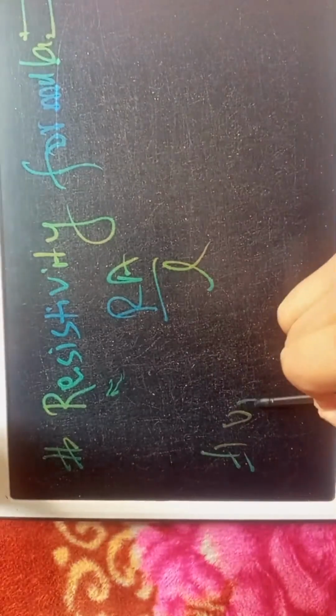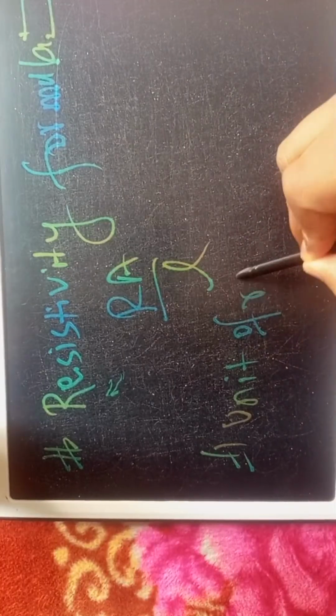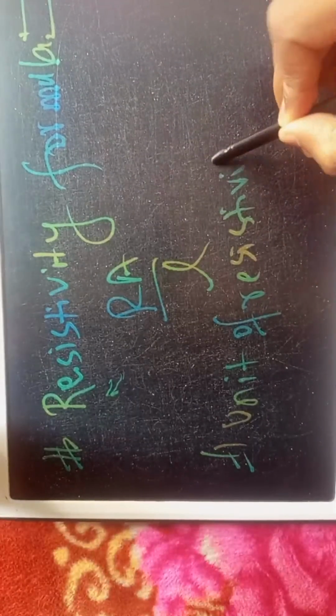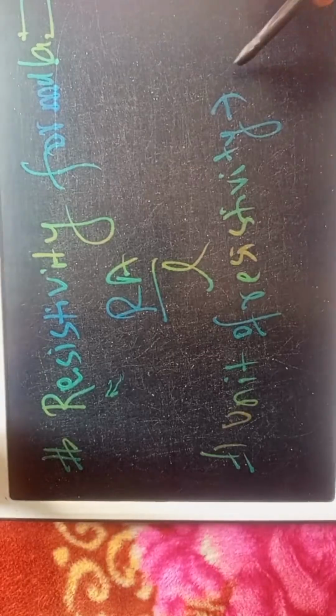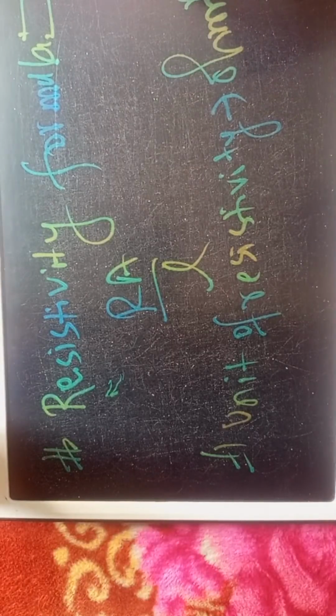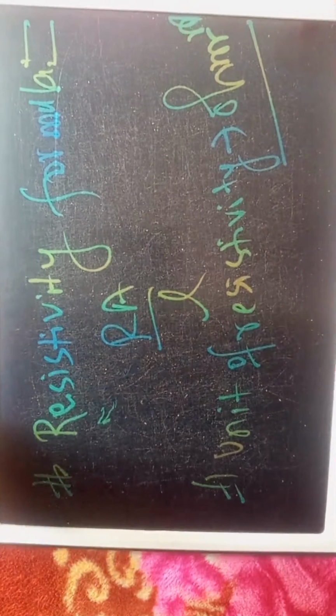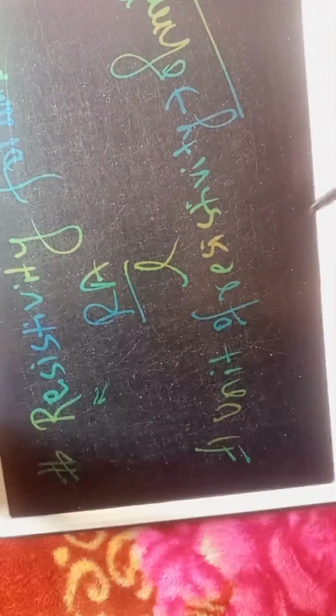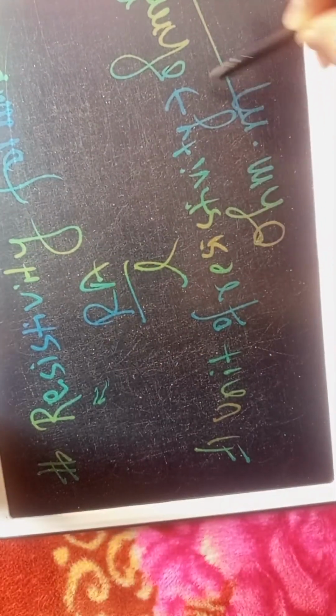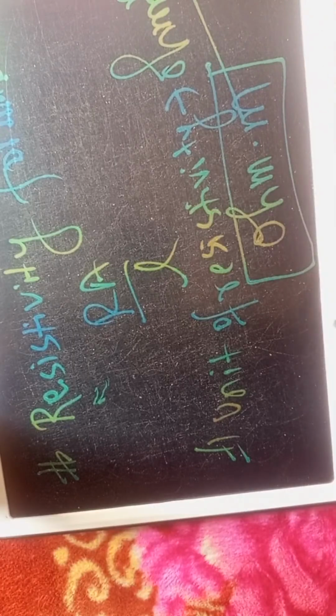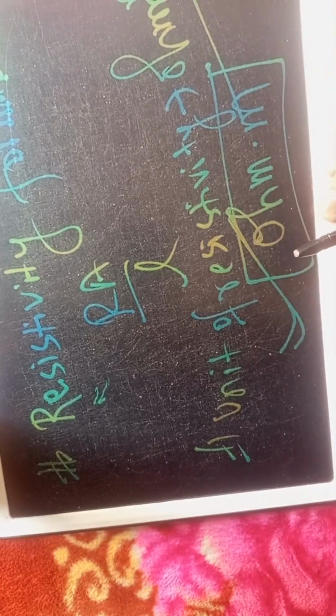What is the unit of resistivity? The unit is asked often. The unit of resistivity is also asked. The unit of resistivity is ohm into meter, ohm-m.